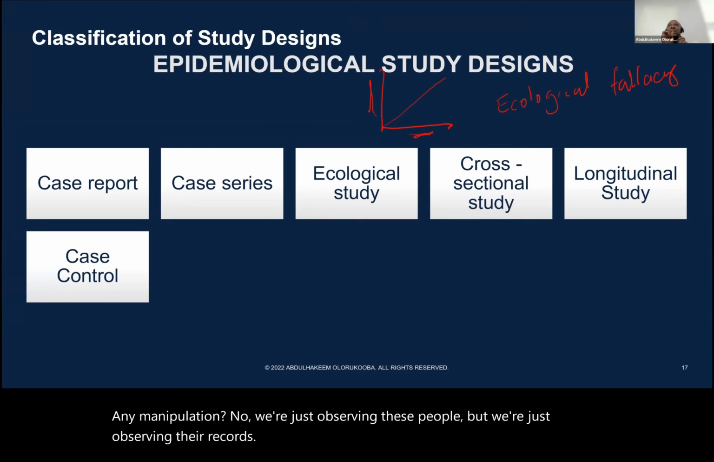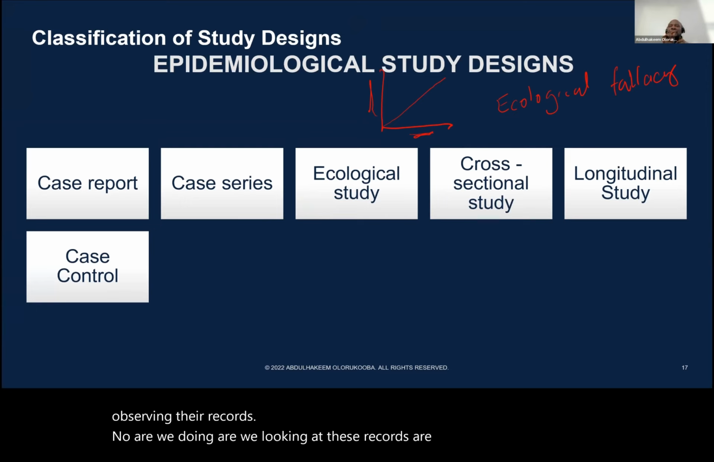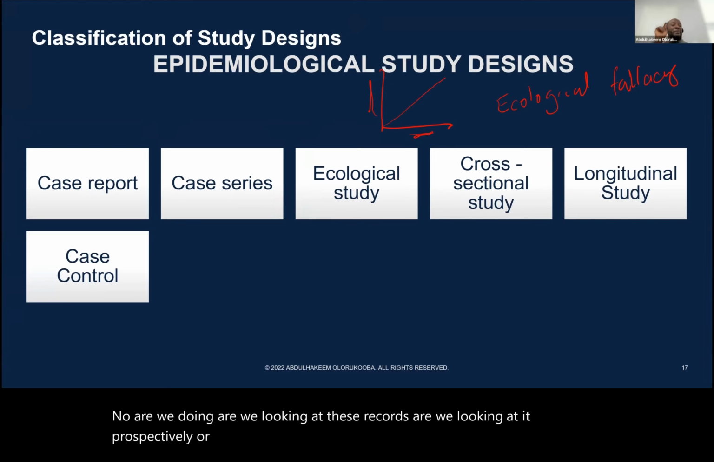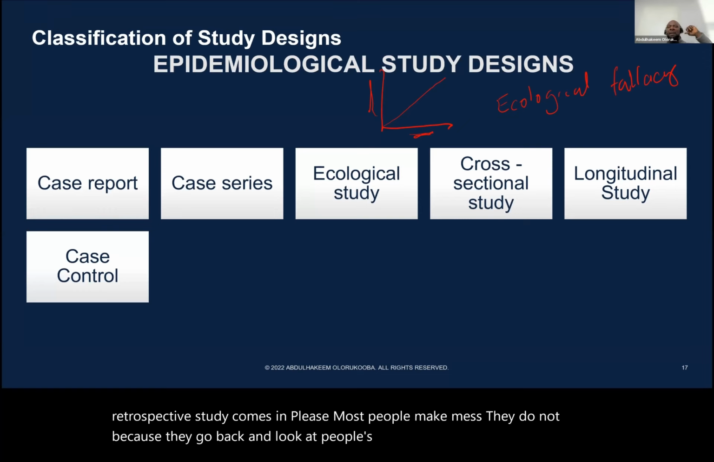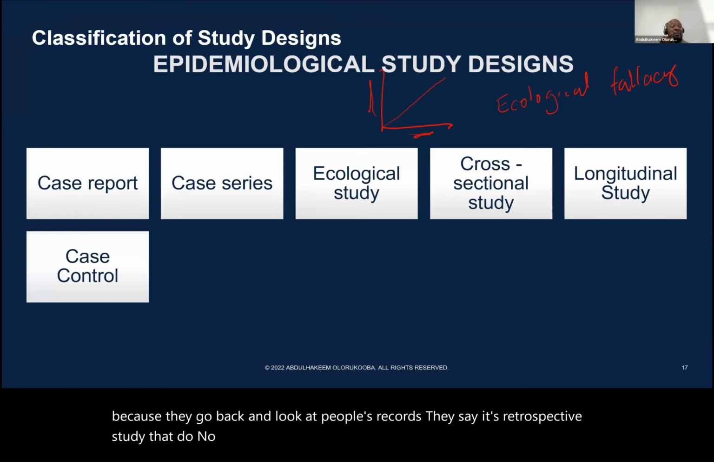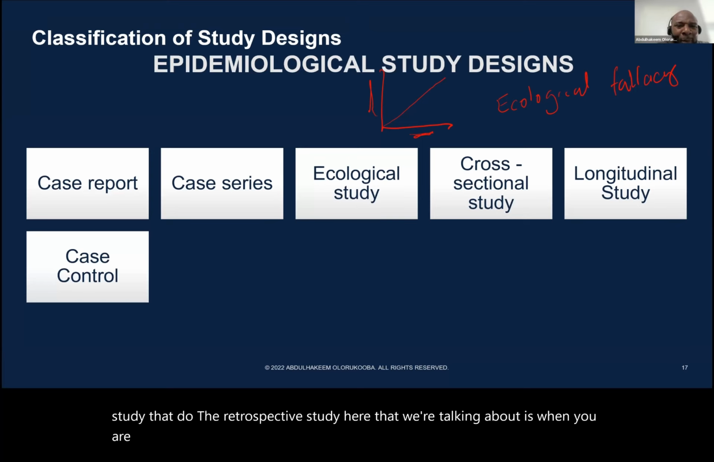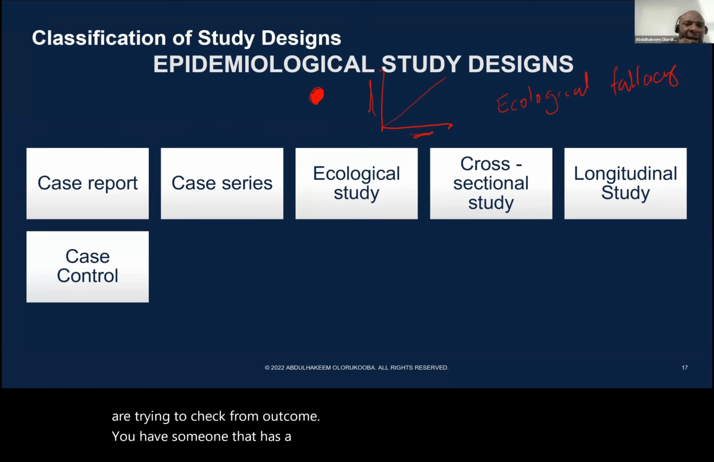Now, are we looking at these records prospectively or retrospectively? This is the point where retrospective study comes in. Please, most people mess the thing up because they go back and look at people's records. They say it's a retrospective study. No. The retrospective study here that we're talking about is when you are trying to check from outcome. You have someone that has a disease, and from the outcome, you are looking back to see if the person had exposure.